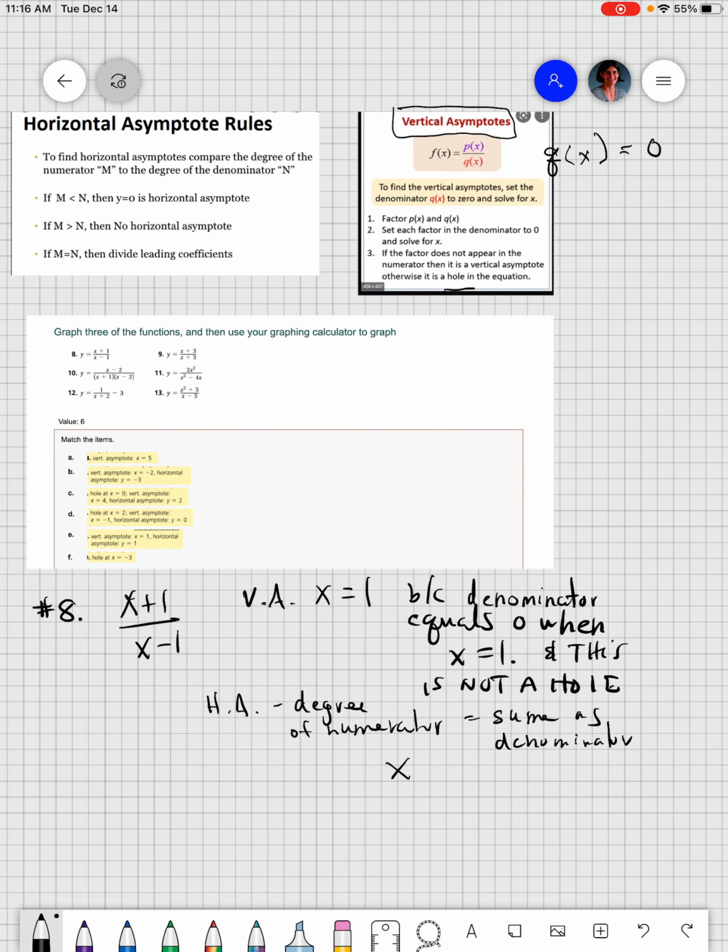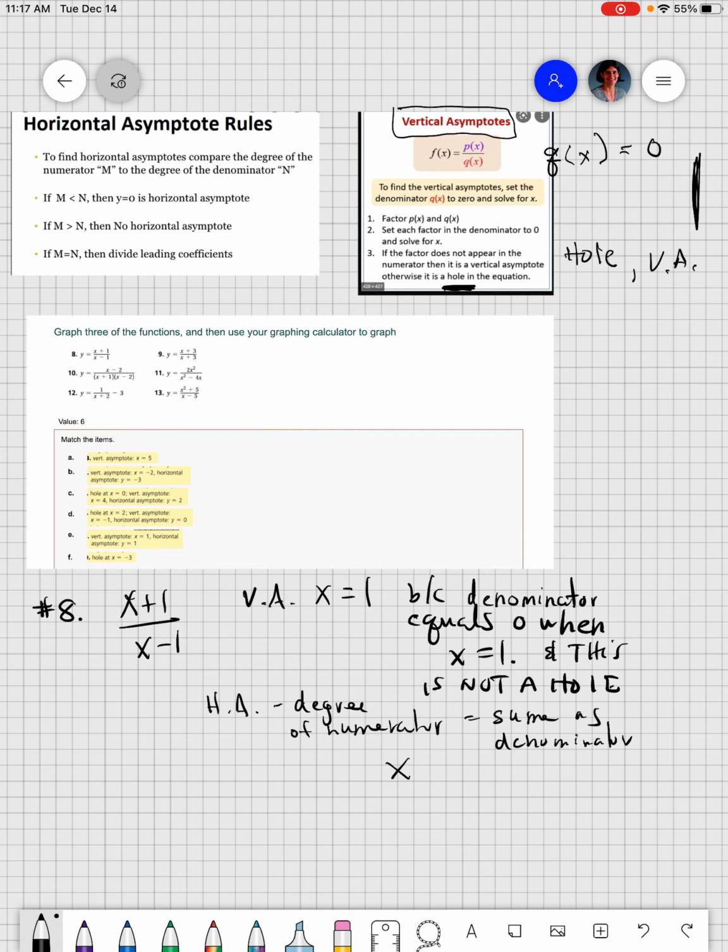And then I still need to know if it's not a hole. So first I want to check if whatever makes q of x equal 0, if that factor is also in the numerator, then I have a hole. And then if it's not in the numerator, then I have a vertical asymptote. So that's how I'm going to check the vertical asymptotes. All right, and these are asymptotes going vertically, right, up and down.